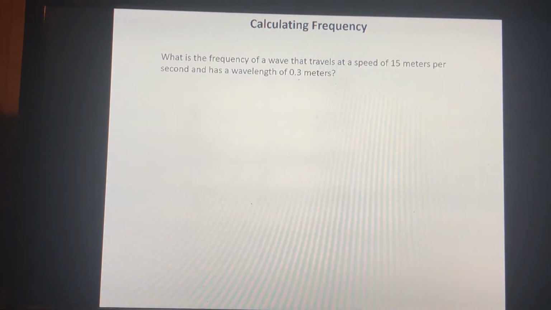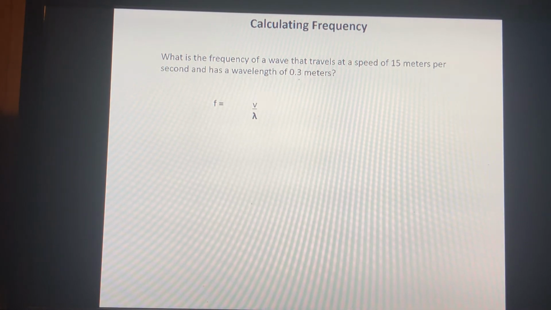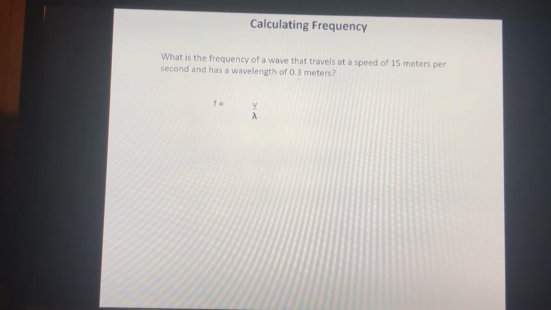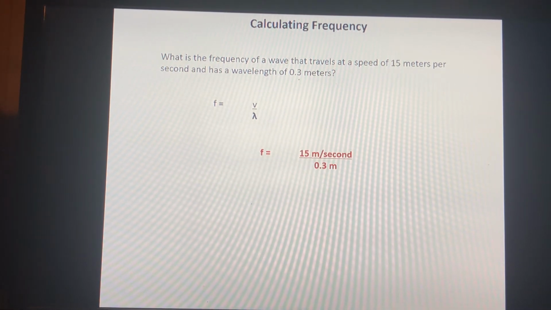We're going to do another one. What is the frequency of a wave that travels at a speed of 15 meters per second and has a wavelength of 0.3 meters? Once again, we're going to use our frequency equation. Frequency equals V divided by lambda, or speed divided by wavelength. And once again, we've been given the speed and the wavelength, so we just need to plug those numbers in. The frequency equals 15 divided by 0.3.